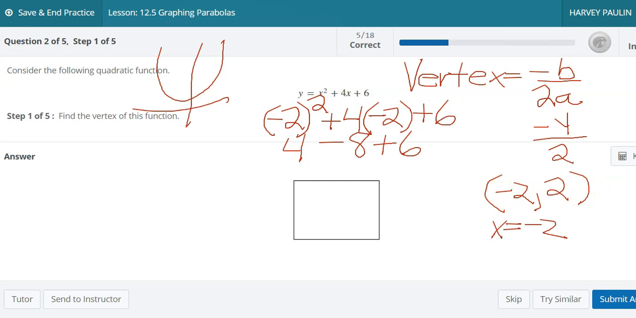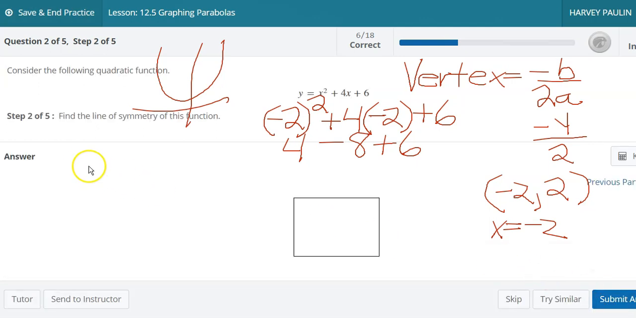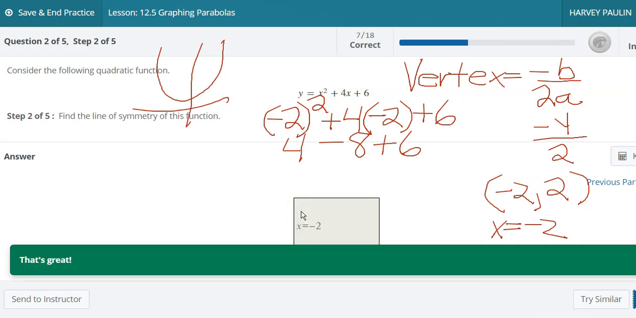So let's put that into the system. So negative 2, comma 2, submit answer. All right, we got that right. Next. Now they want the axis of symmetry. Well, we did that already. It's whatever's in the x position of the vertex. So this will be x equals -2. And we got that right.